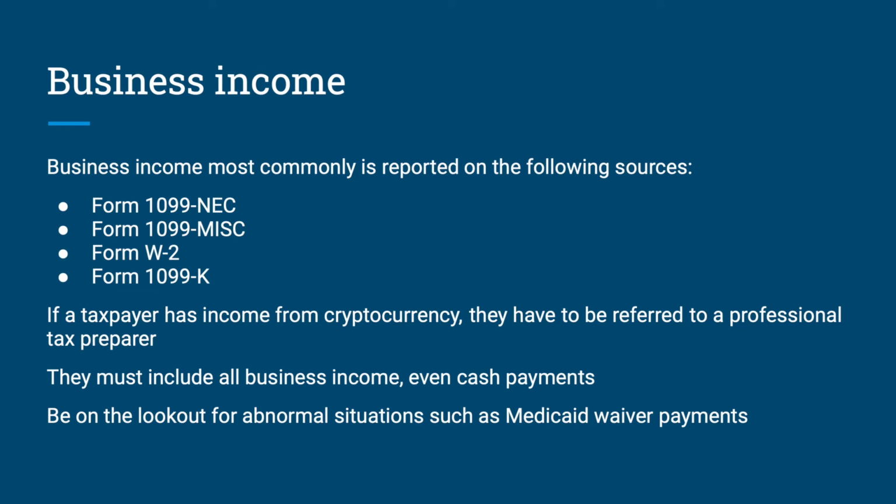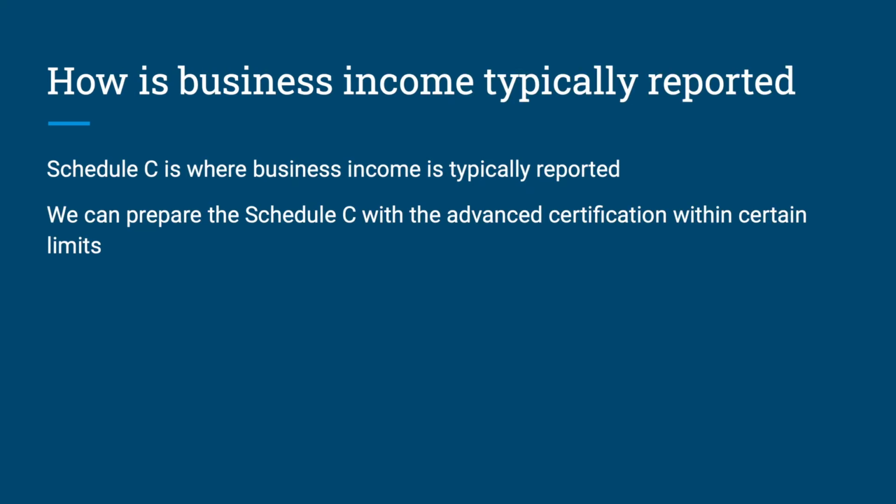And a little note here at the end, it's something that I've never personally encountered, but they talk a lot about it in the IRS training materials. So it's an important thing to note here is that you need to be on the lookout for abnormal situations, such as Medicaid waiver payments that may require special treatment with regard to business income. If you see Medicaid waiver payments come up, A, consult your resources, and B, consult a more experienced volunteer because they can get a bit tricky.